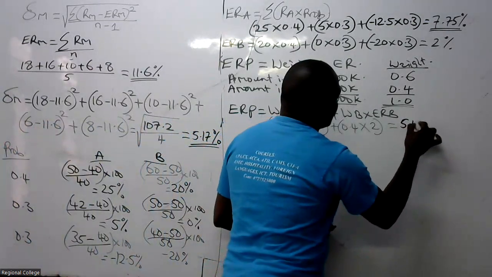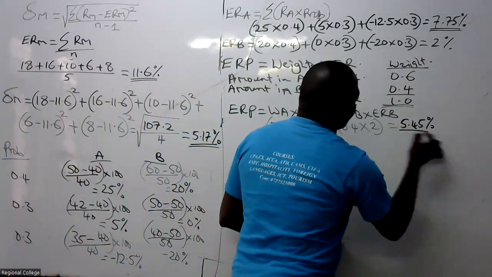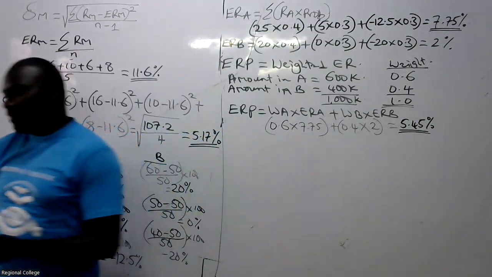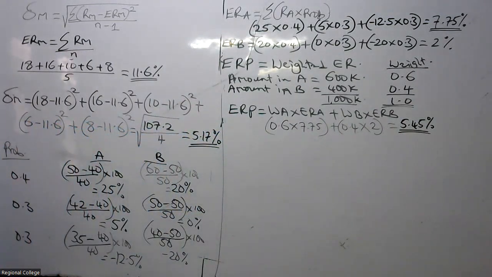5.45. Assuming that the returns for shares A and B are perfectly positively correlated, compute the portfolio risk.